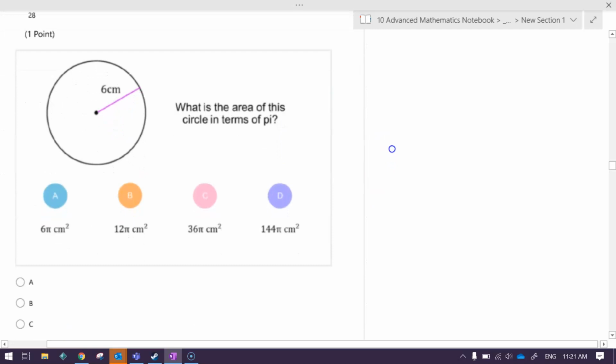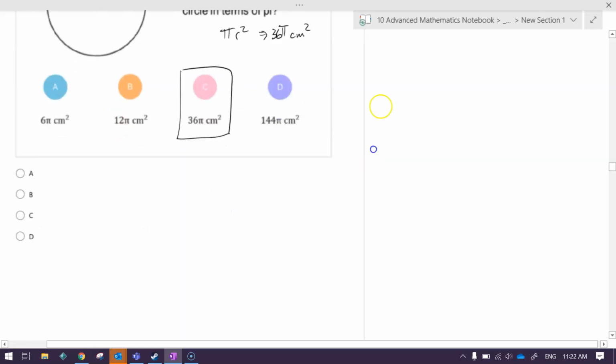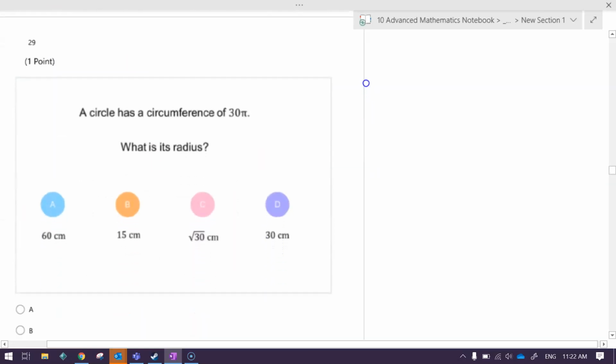What is the area of this circle in terms of pi? Pi r squared. r equals 6, so it's going to be 6 squared. 36 pi square centimetres. Area, two-dimensional, should have square centimetres. 36 pi square centimetres. Answer C.